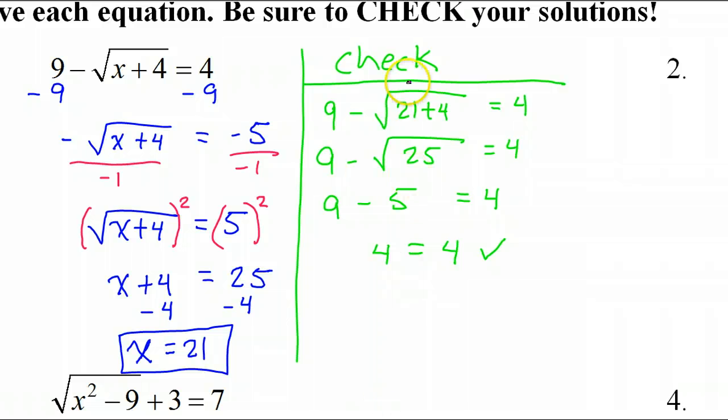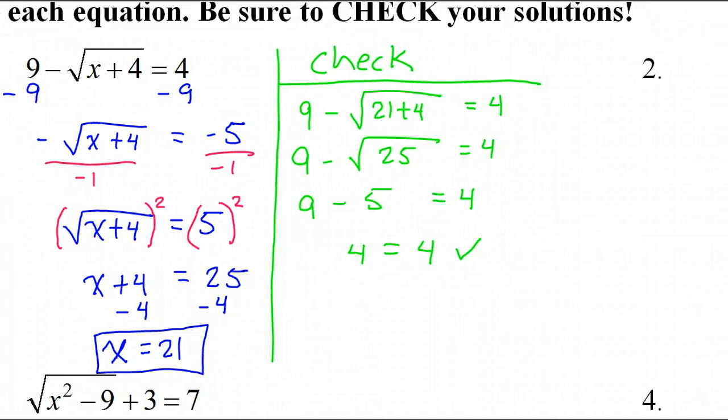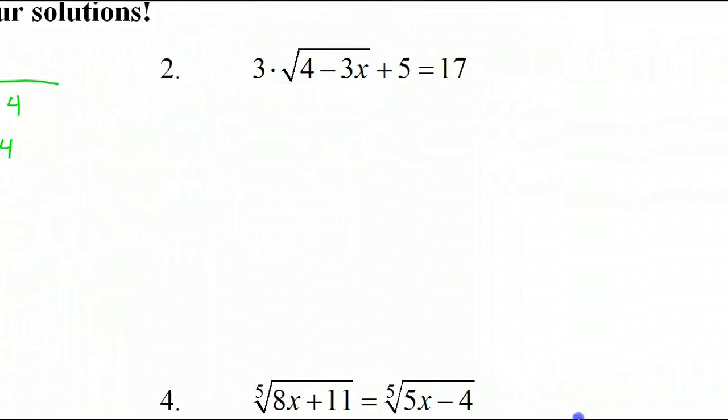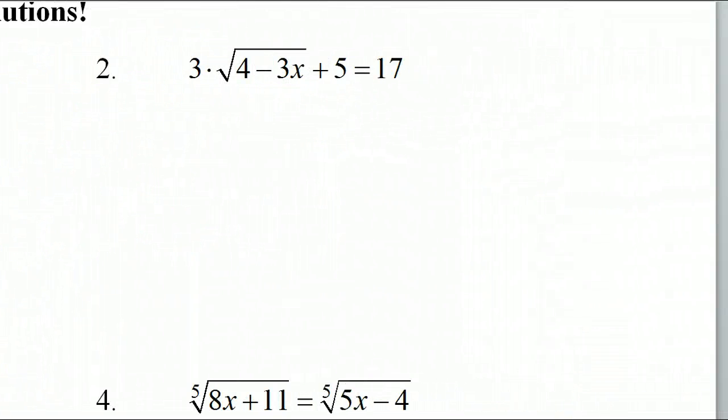Alright, if you do not show your checking, you will lose points. You must check your answer, not optional. Alright, number 2. Once again, we have to get the radical by itself. So we need to get rid of this 5 first, and then get rid of this 3. So to get rid of the 5, we will subtract 5 from both sides.